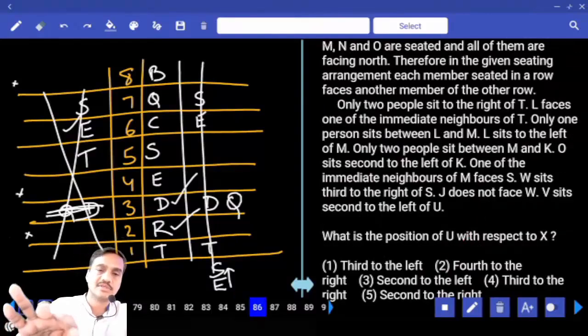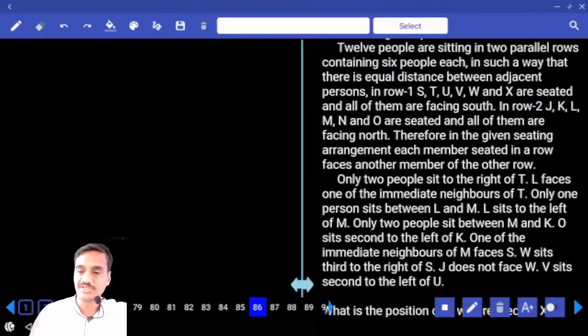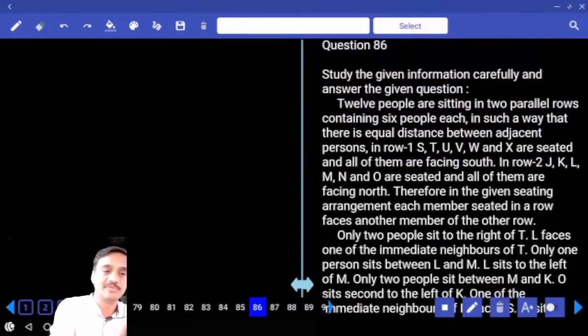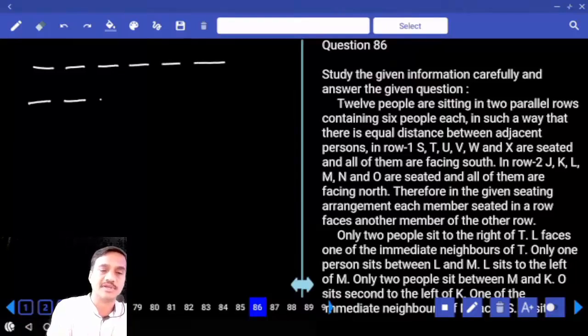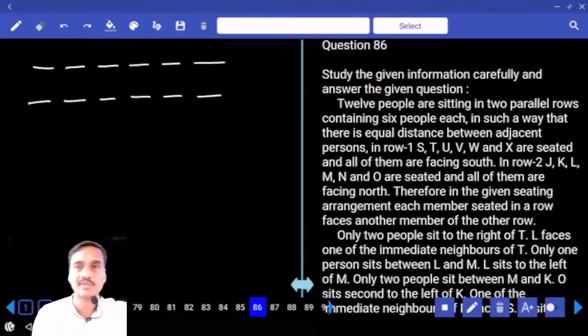Done with this? Then, question numbers 86 to 90. Now here, how many people are there? 1, 2, 3, 4, 5, 6, 6 people in one row. And 6 people on the other row. Clear?